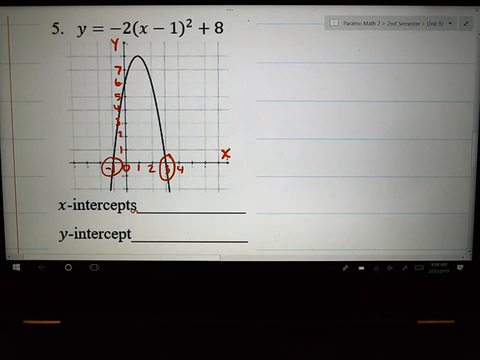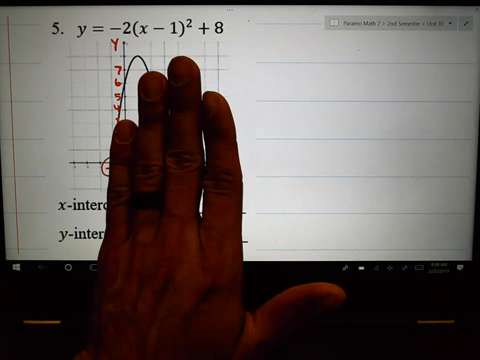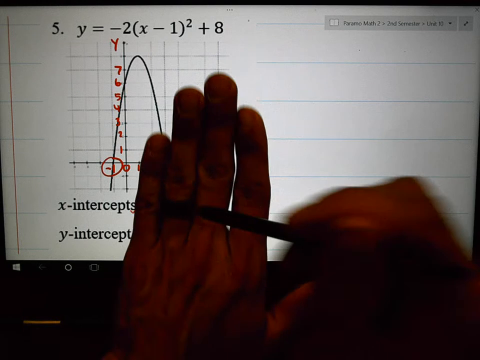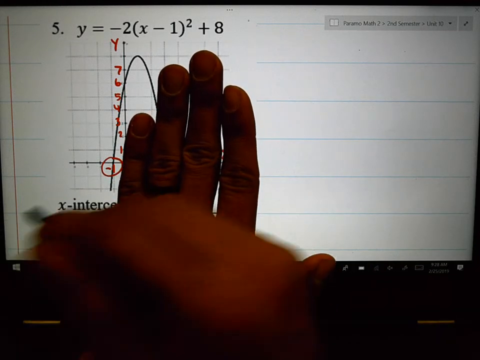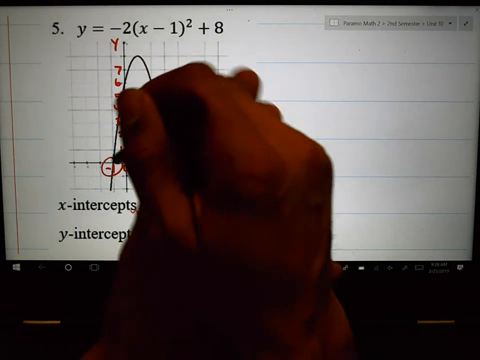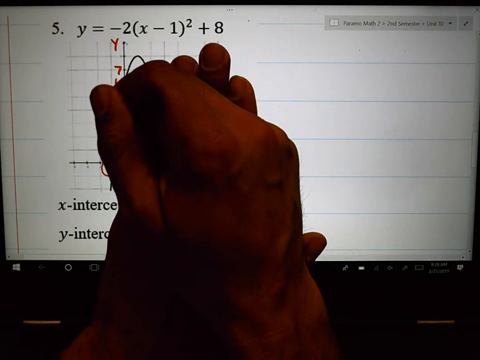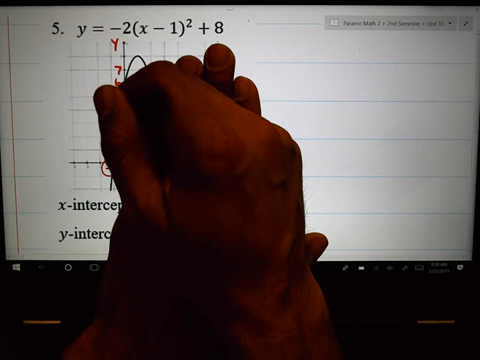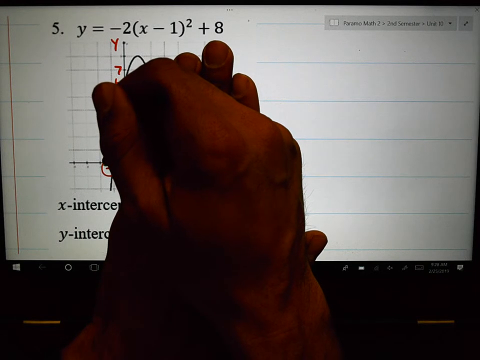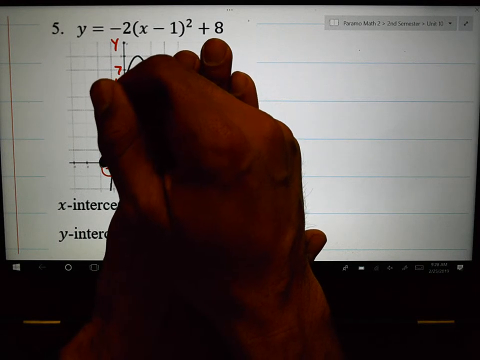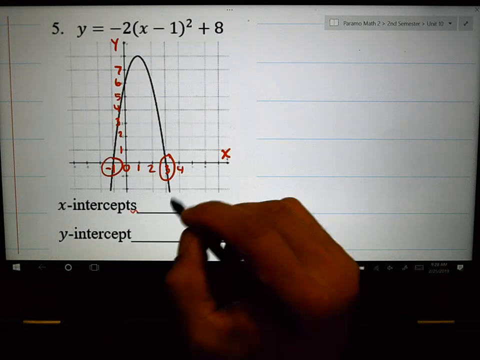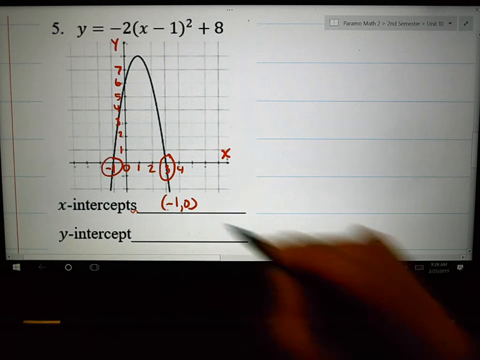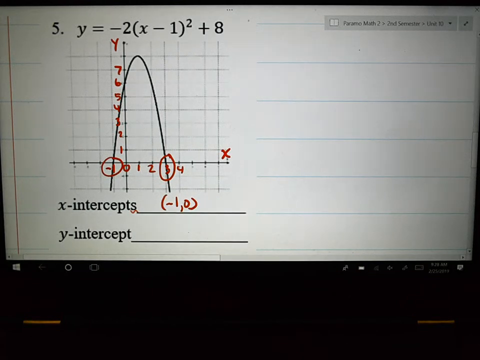There are 2 answers. Each one you list separately. I usually will go least to greatest because in higher level mathematics, everything is done smallest to largest. So this is an x-intercept. Is it going to be (0, -1) or (-1, 0)? If you know, say it out loud. If you said (-1, 0), you are correct.